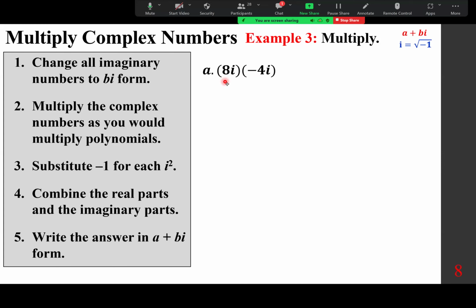So negative and positive, negative 32i squared. And since i squared is negative 1, the result is positive 32. It should be pretty straightforward, everybody. Let's do this.